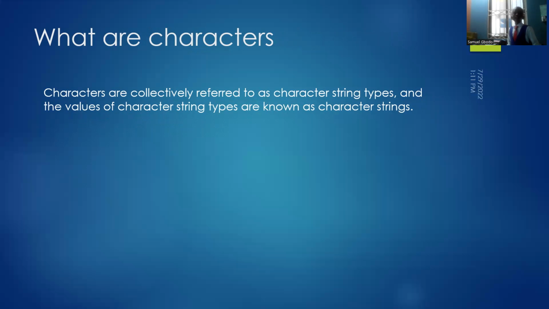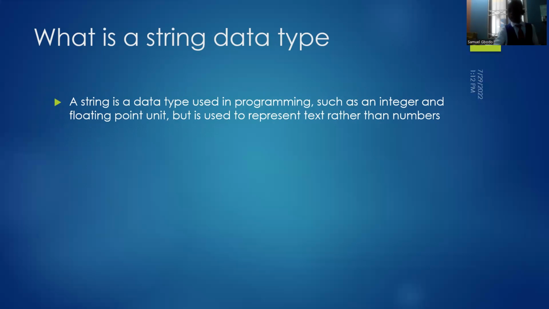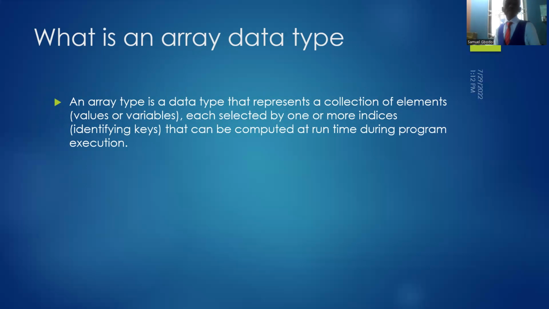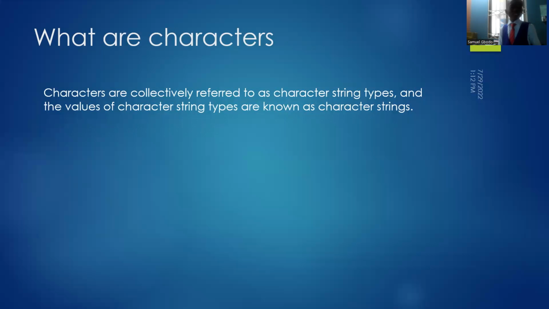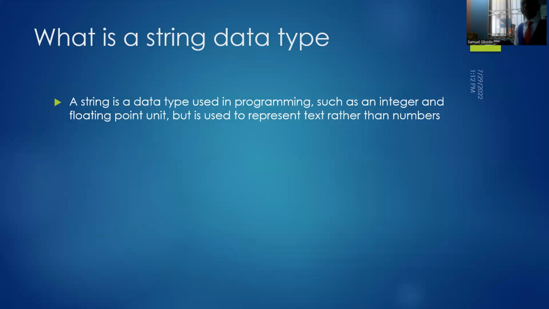What are characters? Characters are collectively referred to as character string types, and the values of character string types are known as character string. What is a string data type? A string data type is used in programming, such as an integer and floating point units, but it is used to represent text rather than numbers.